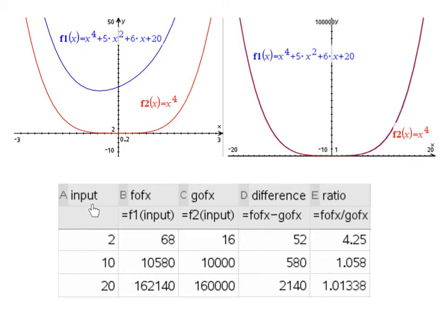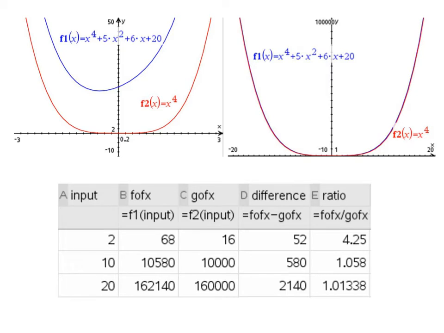So we have a column here where I'm just having my inputs. These are going to be my x's. And then I have a column for my outputs of the first function, that f function, the polynomial. And then here are the outputs for g of x, which is the leading term, that x to the fourth term.